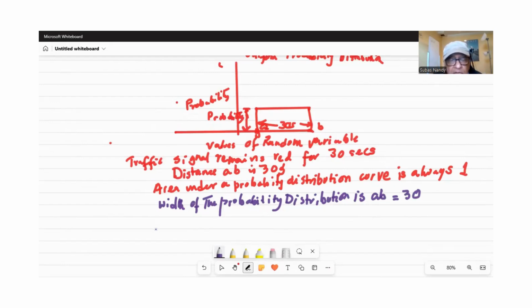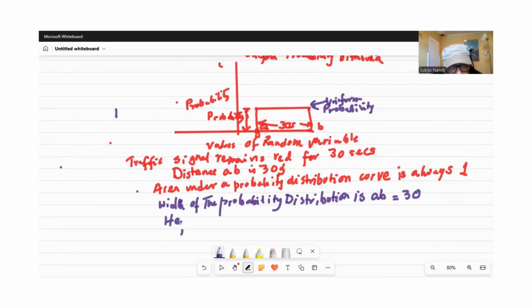So this is the uniform probability distribution. And I explained to you why it is uniform: whenever you reach the traffic signal and it is red, it will remain so for 30 seconds. So what is the height of this probability distribution?